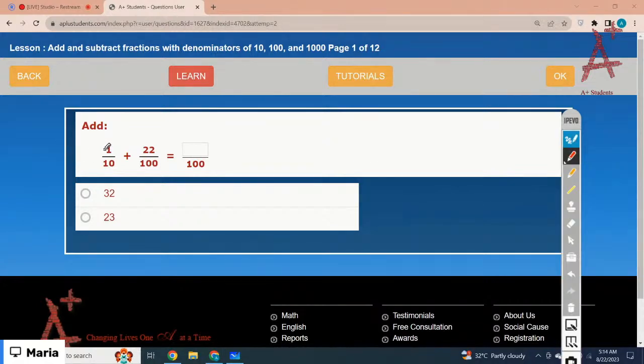Before adding, you might have to multiply this fraction by 10. You have to do 1 times 10 over 10 times 10, right? 10 times 1 is 10 and 10 times 10 is 100. So 22 plus 10 is 32 over 100, right? So the missing number is 32. Option number 1 is the correct option. The missing number is 32, right?